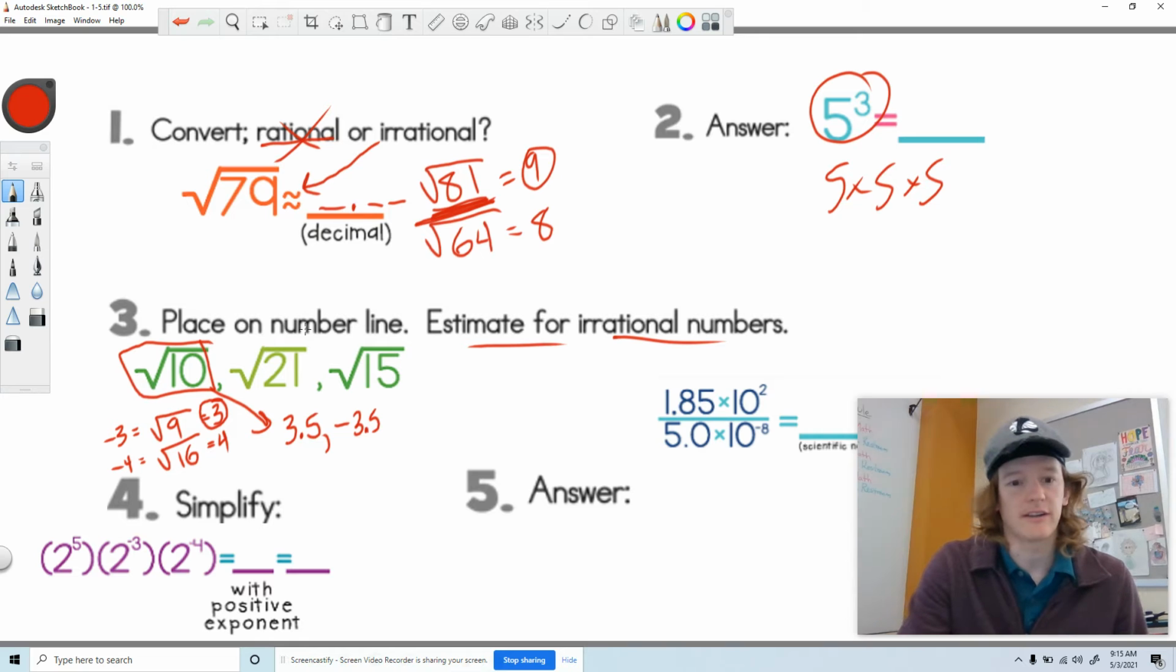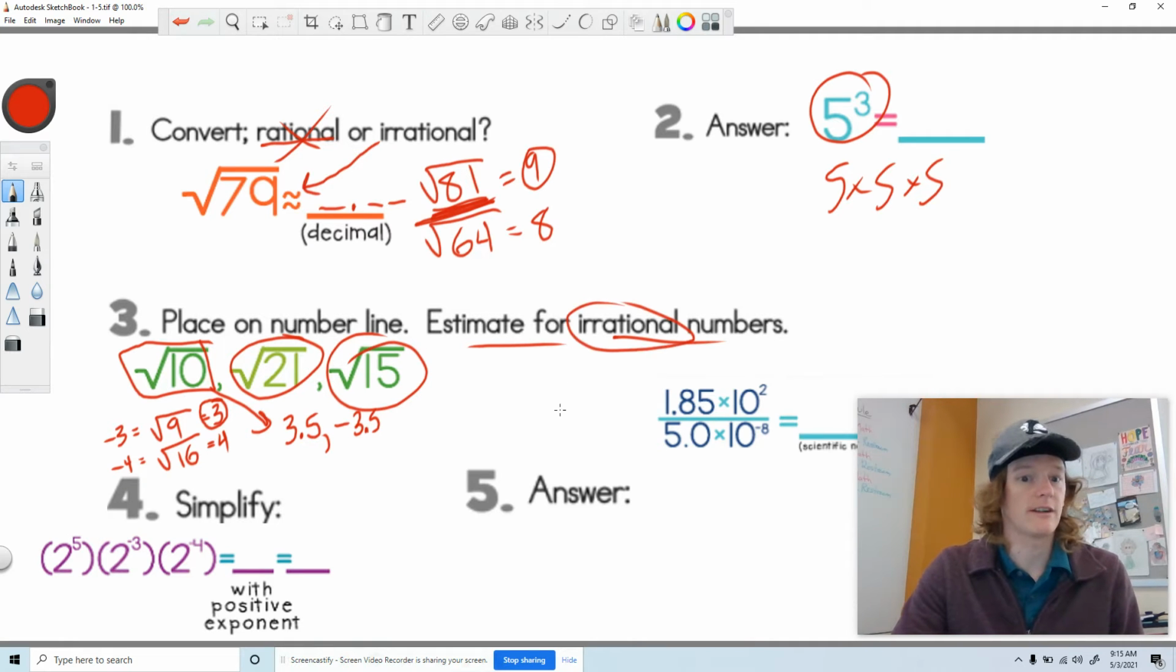If you want, you can use your calculator and get a more precise number for these. Do the same thing for 21 and same thing for 15, because they're all irrational numbers. None of these are perfect squares.